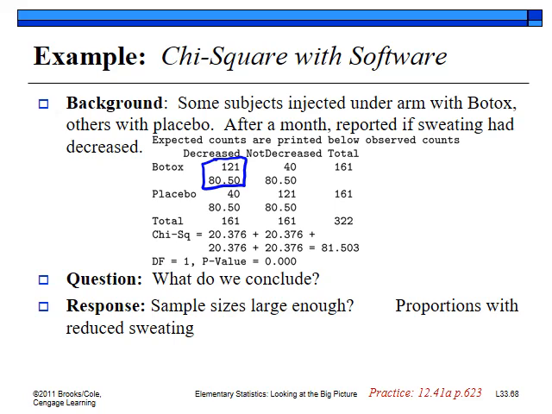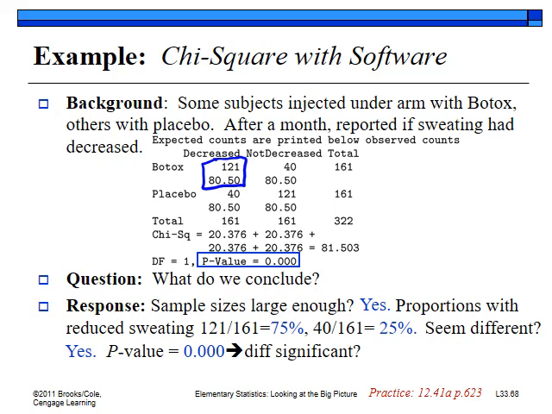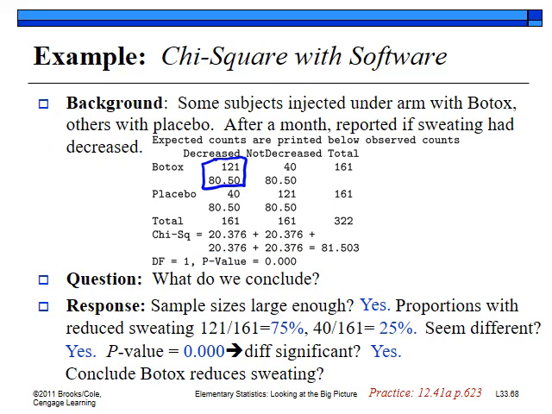What can we conclude from this? Well, are the sample sizes big enough? Well, all of the observed values, all of the expected values are bigger than 5, so yeah, we're good. The proportions with reduced sweating are 75% and 25%. Those seem pretty different. And take a look at that p-value. To 3 decimal places, it's 0. So we do have a significant difference. Can we conclude that Botox reduces sweating? Absolutely.